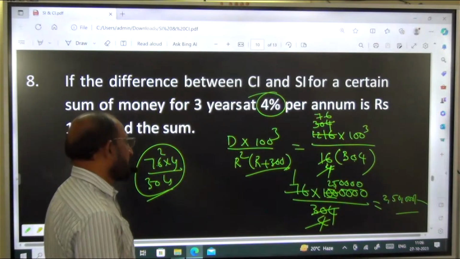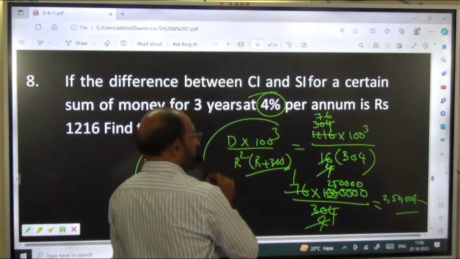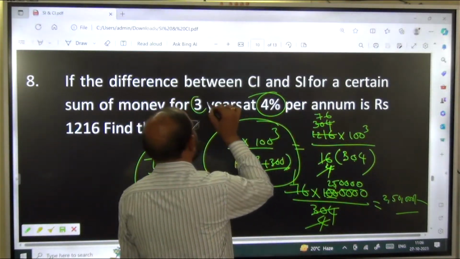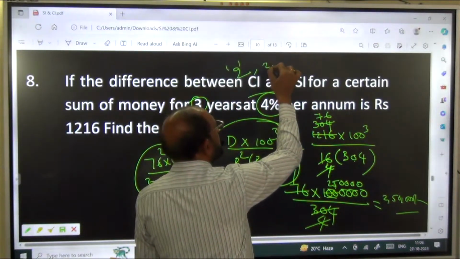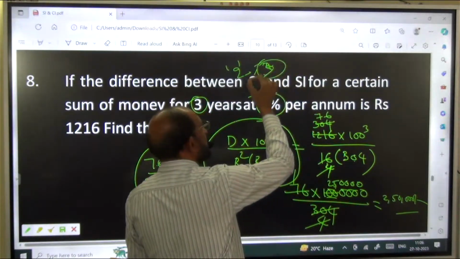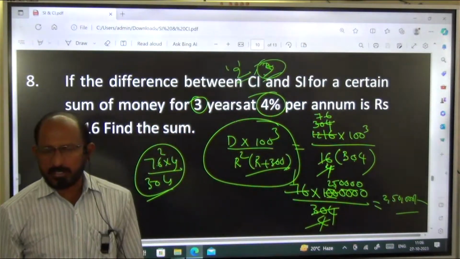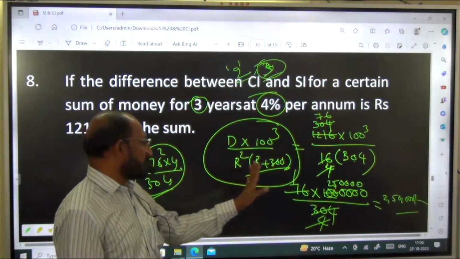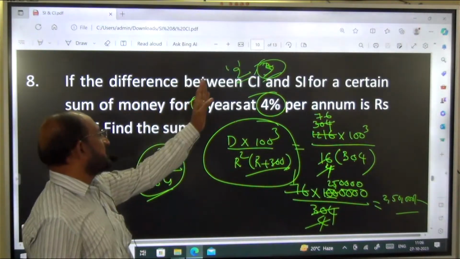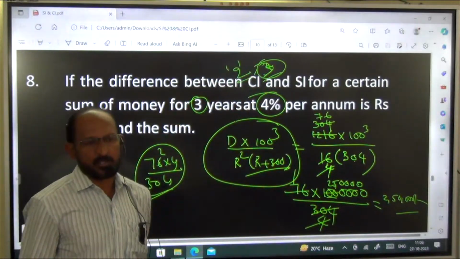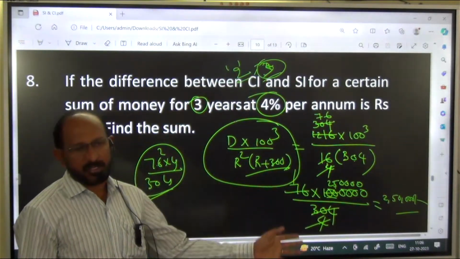Very important. Use this formula for 3 years. The chance is there to find out only for 3 and 4 years. Sorry, 3 years is there. For 2 years and 3 years, the difference between the CI and SI is given. These are formulas to find out. If more than 3 years and 4 years, it is difficult to find out. If 1 year is there, we can calculate and tell.